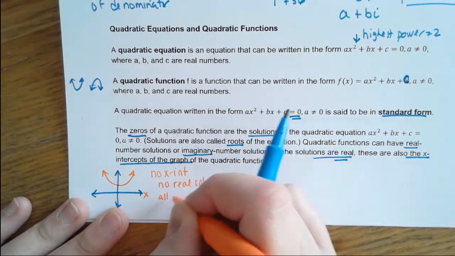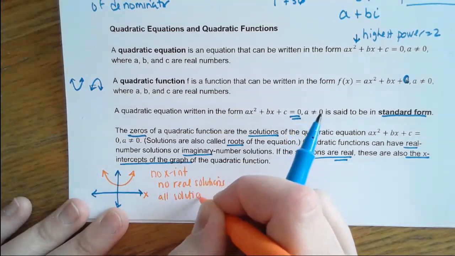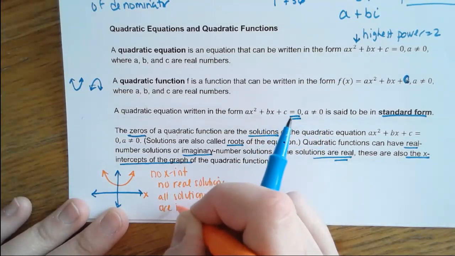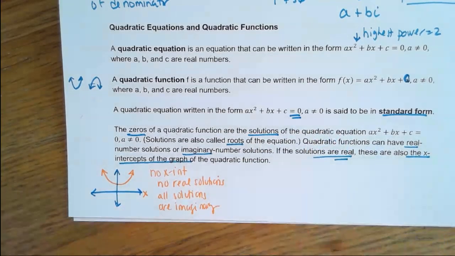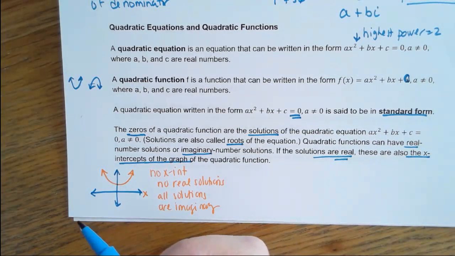and all solutions are imaginary. So it's actually really helpful to graph some of these to check your work. It's not a perfect check, but it lets you know if you're in the ballpark. So if you have no x-intercepts, then your solutions are there, but they are imaginary.